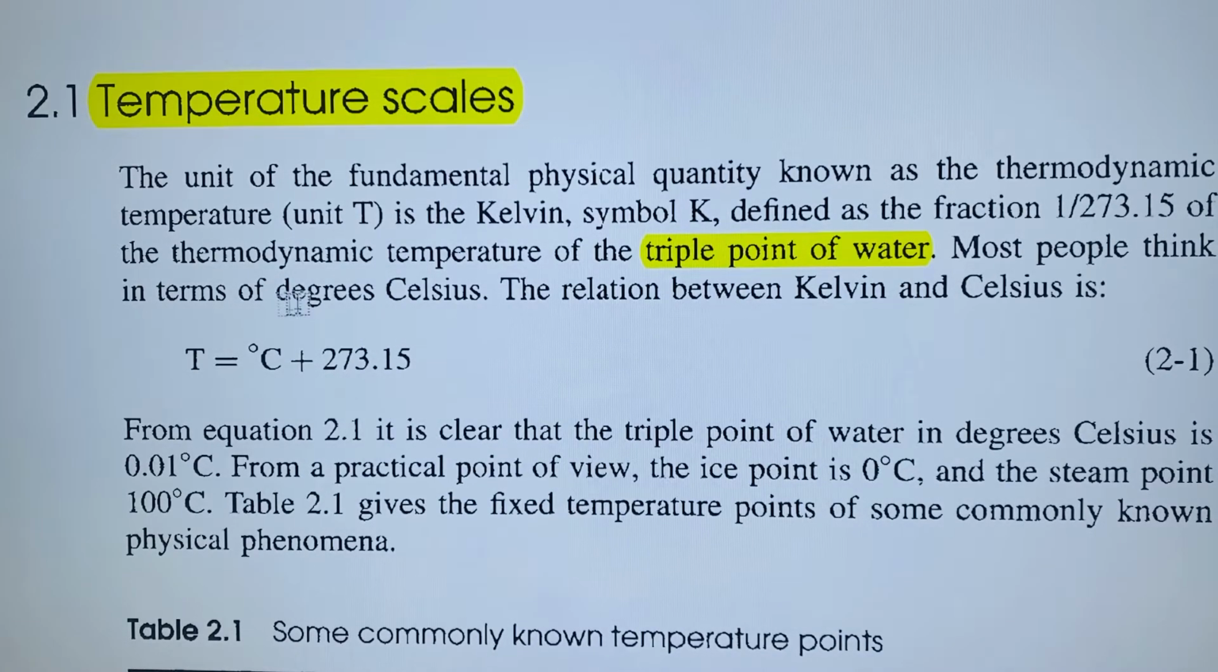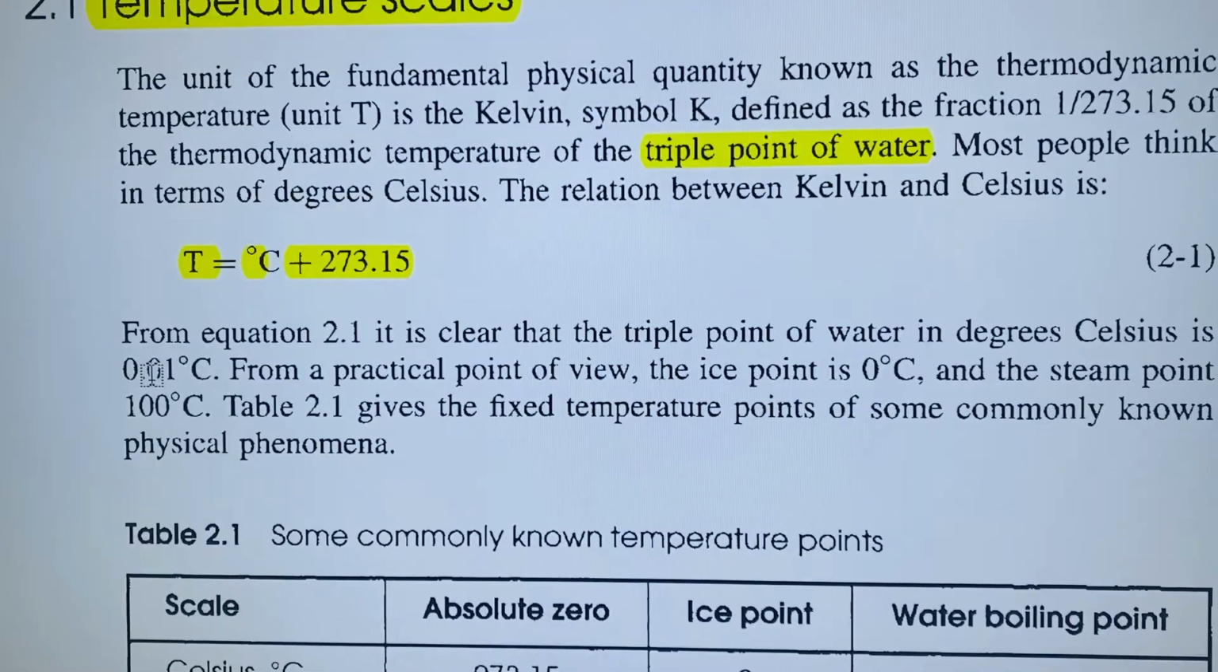Most people think in terms of degrees Celsius. The relation between Kelvin and Celsius is this. So if you have a Celsius, centigrade degrees, and you add 273.15, you convert that temperature into Kelvin. Okay, so this is the conversion equation or formula to convert from Celsius to Kelvin.